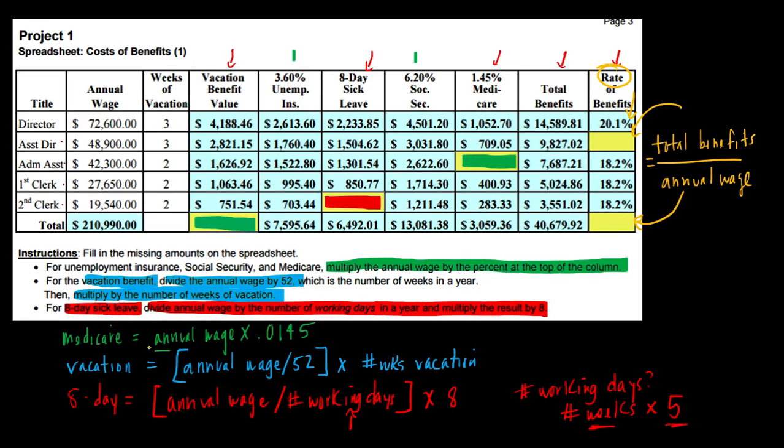So again, for Medicare, take the annual wage, multiply by the Medicare rate as a decimal. For vacation, convert annual wage to weekly wage, multiply the number of weeks in a vacation. For 8-day, take the annual wage, convert to daily wage, and multiply by 8 for 8 days. And for rate of benefits, take the total benefits and divide by annual wage to get that rate.